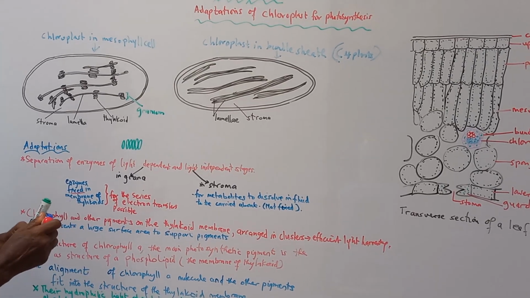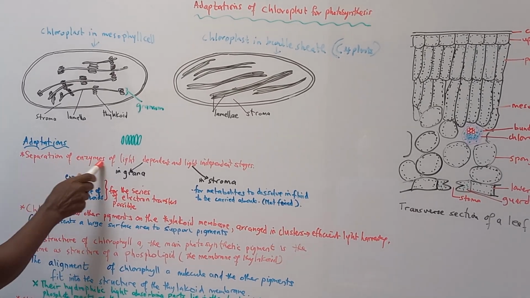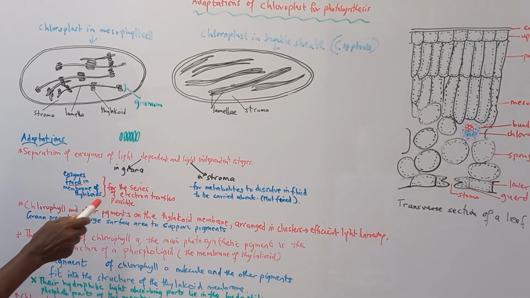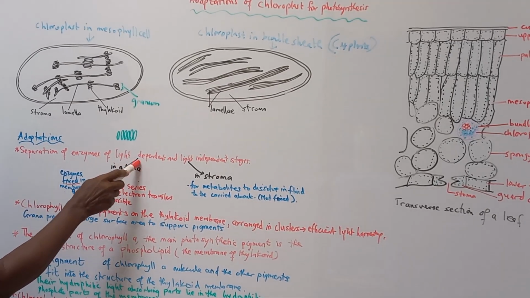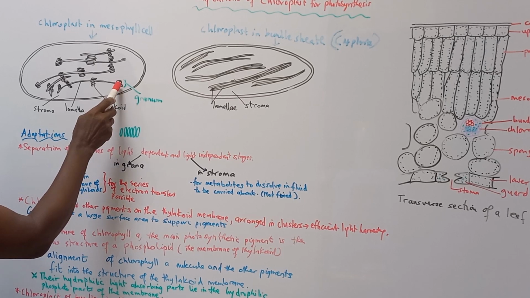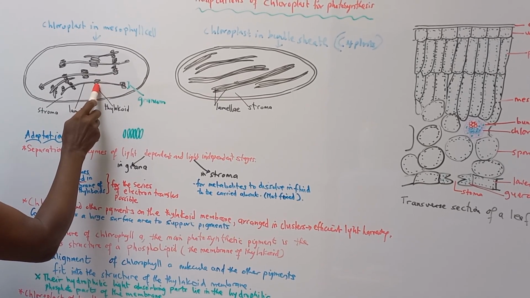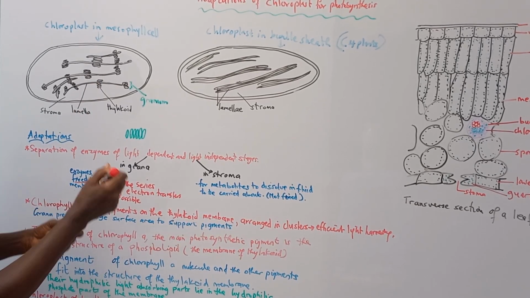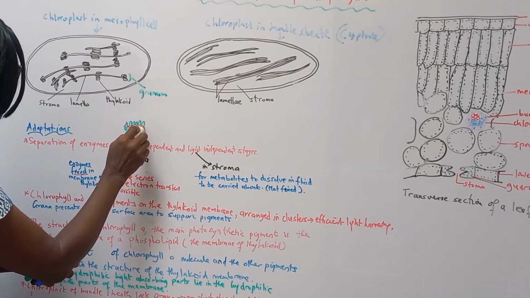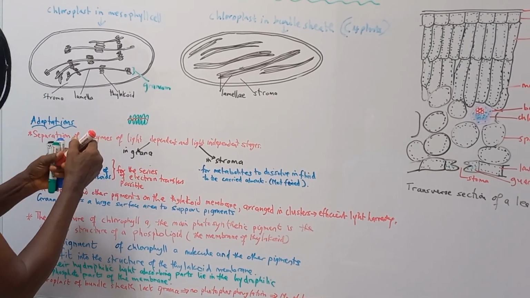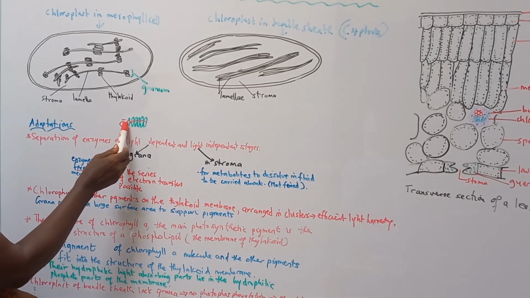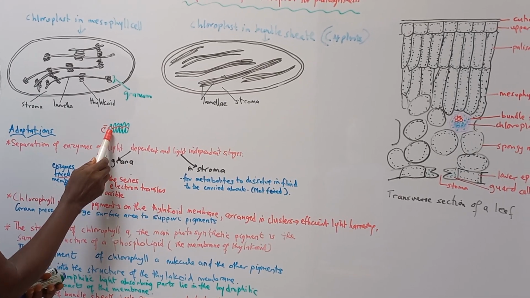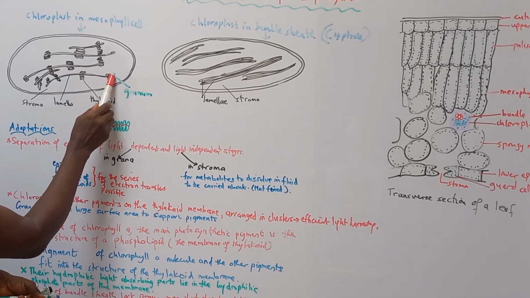The first adaptation we want to look at is the separation of enzymes of the light-dependent stage and light-independent stages. The light-dependent stage takes place in the grana, in the thylakoid membranes. So you have this thylakoid in whose membranes the enzymes are fixed because there's going to be a series of movements of electrons. And so the enzymes are fixed on the membrane so that the series of movement of electrons can happen systematically. And so that is this.